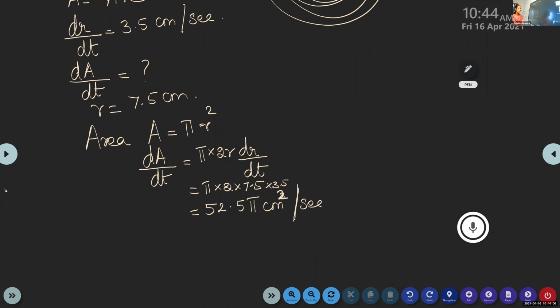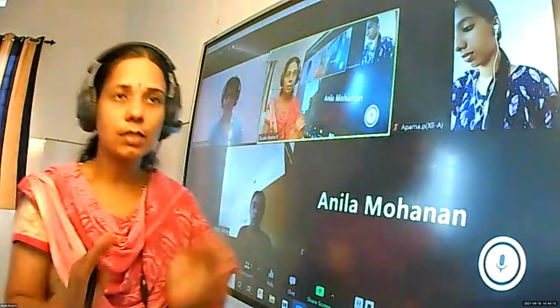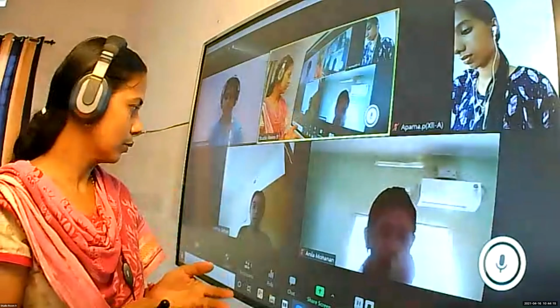Is it clear? Is it okay, children? Today we did some problems based on circles, spheres, and cube. Tomorrow we'll be doing a few more questions based on rectangle and all. So learn the formula based on cone and all, and come. Today, what you have learned, is it clear? Rate of change of quantities.